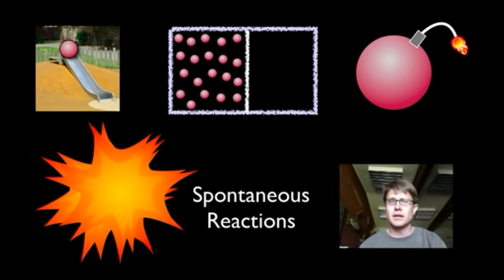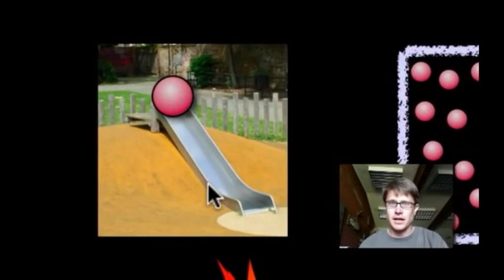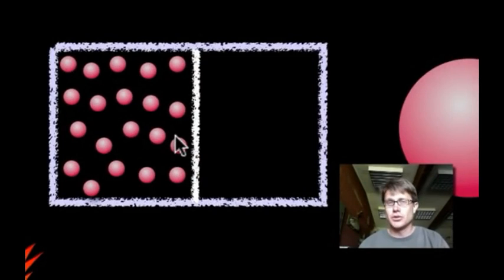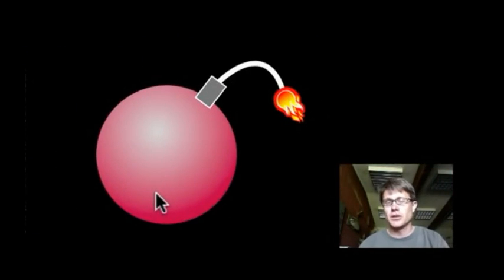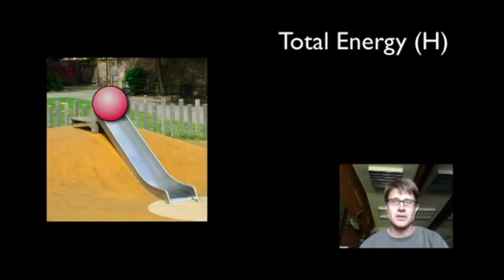But let's not get there yet. So the three reactions that I'm going to talk about here are, number one, a ball rolling down a slide. Number two, diffusion. And then number three, a cherry bomb that's exploding. And so we're going to apply Gibbs free energy to each of these.